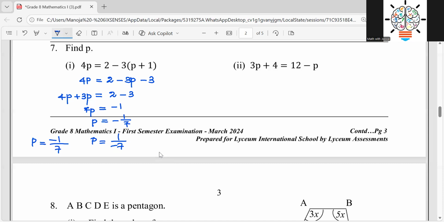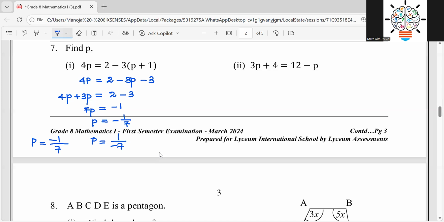I want to double check whether this is correct. Negative 3 times p, negative 3p. Negative 3 times 1, negative 3. Negative 3p I brought to the other side, 7p. 2 minus 3, negative 1. Negative 1 over 7.